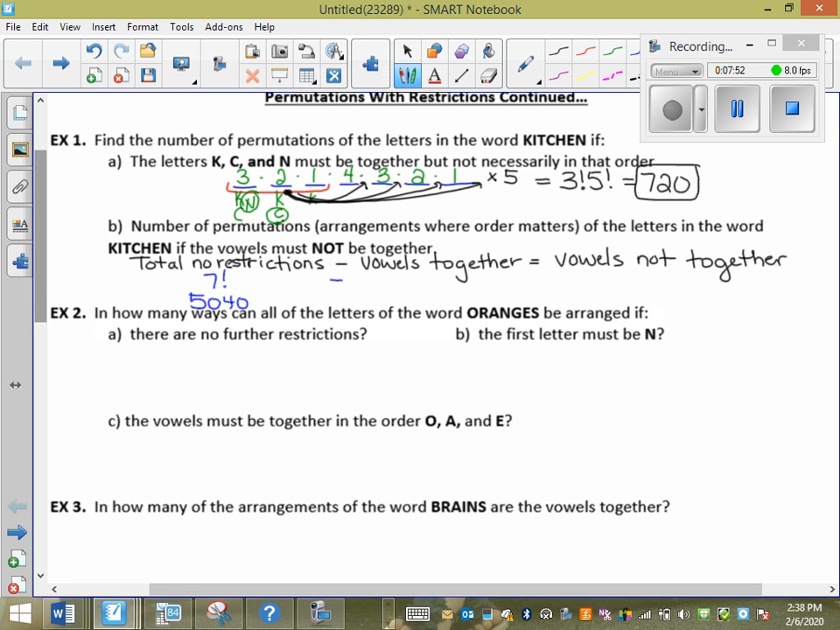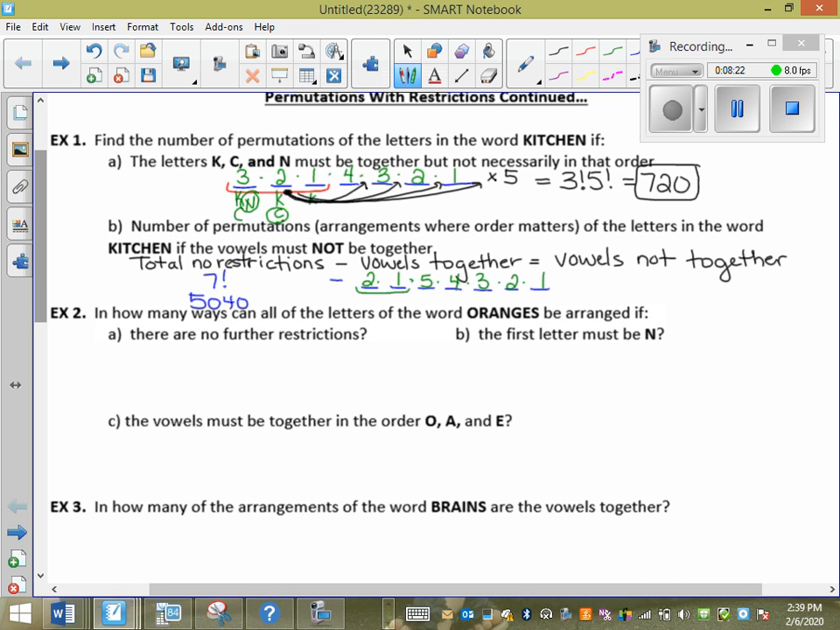Then we subtract the vowels together. So we're going to have to do that still, right? How many vowels are in kitchen? So there's 2, so I'm going to hook the first 2 together. How many options do I have? 2 times, how many letters are left? 5 times 4 times 3 times 2 times 1. If I said vowels together at the front, I would be done.